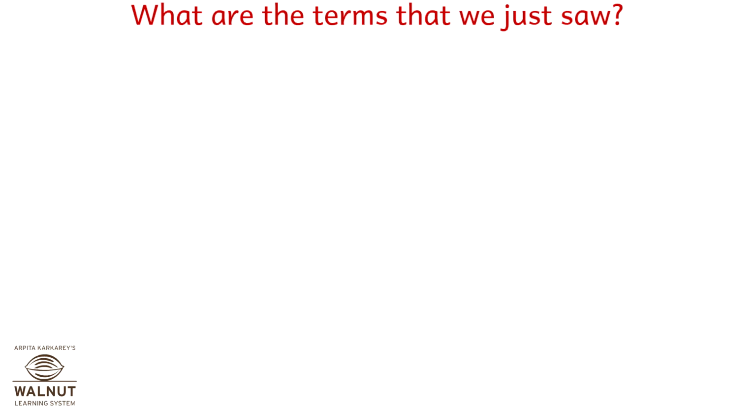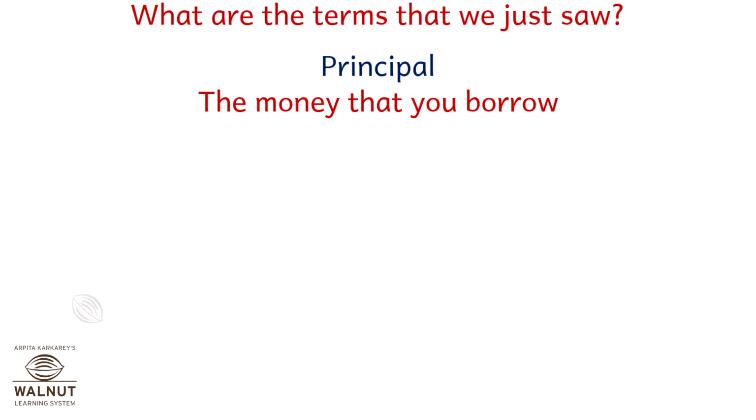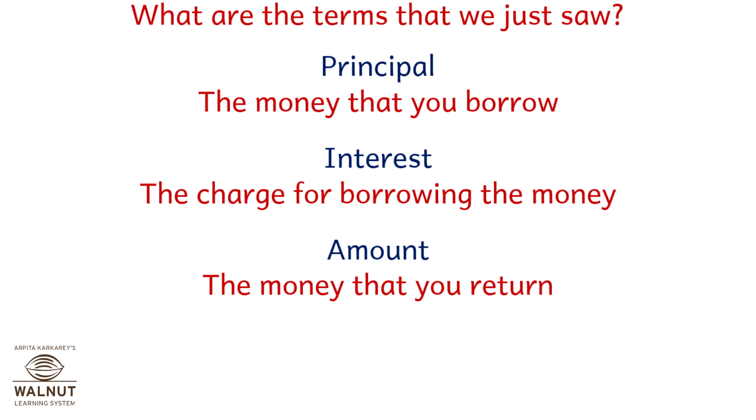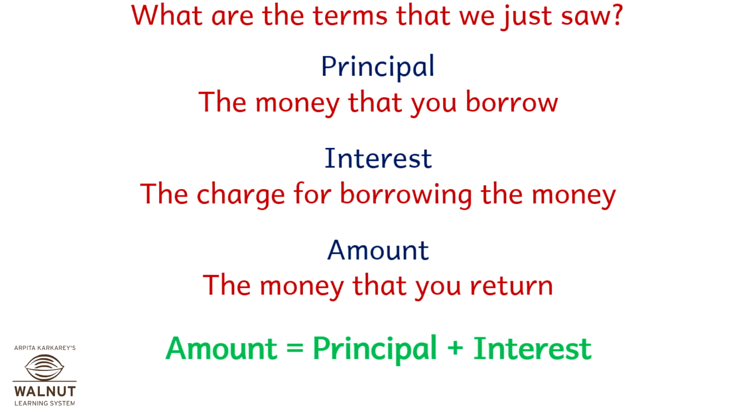What are the terms that we just saw? Principal, the money that you borrow. Interest, the charge for borrowing the money. Amount, the money that you return. Amount is equal to principal plus interest.